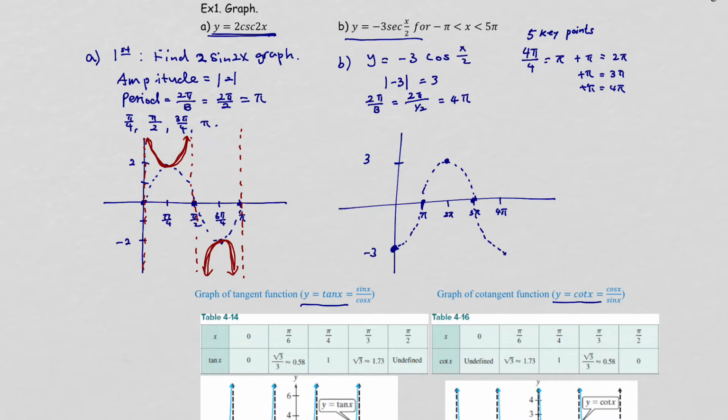If you want to find the vertical asymptotes for your secant graph, they will be all the places where your cosine touches the x-axis. So it will be this and that. Your graph should start from here, going down. Let me make it wider. And from here, going up.